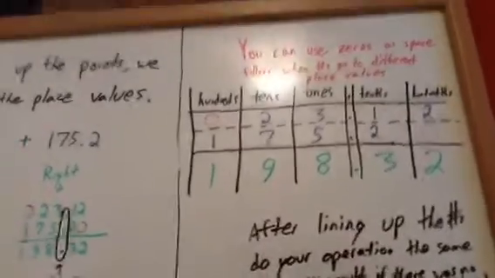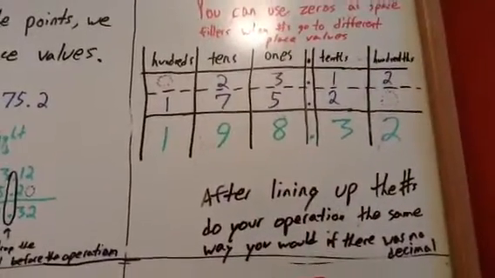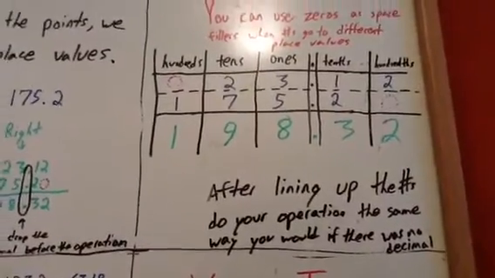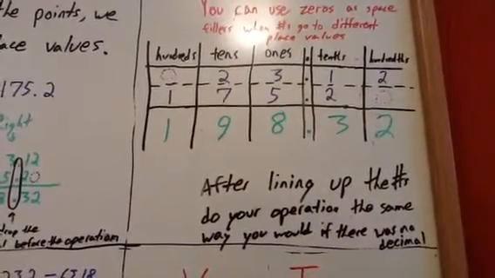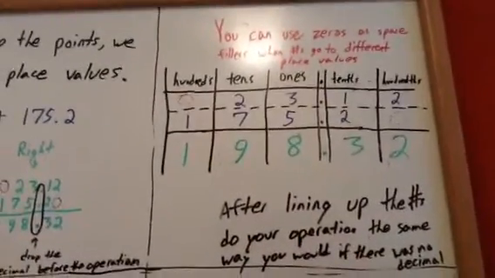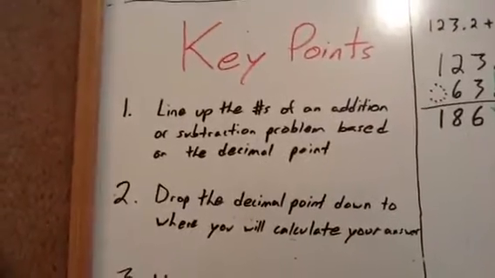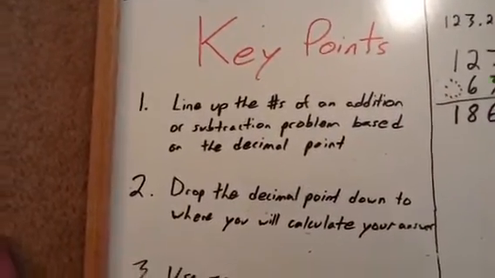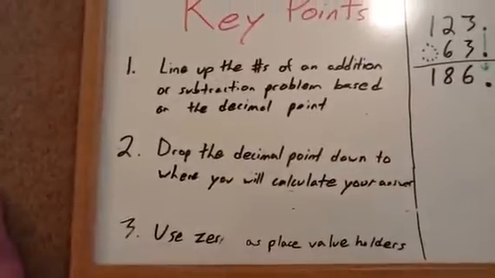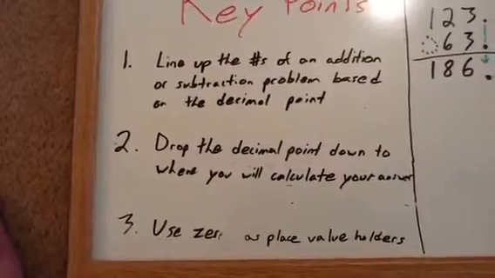Same thing on the bottom there. On the second number, I had nothing in the hundredth, so I wrote in my own 0. I did the addition, and after lining up the number, do your operation the same way you would as if there was no decimal. So the hardest part for adding and subtracting decimals is actually writing them and lining them up. So remember to stack. Here are the key points. Line up the numbers of an addition or subtraction problem based on the decimal point. Drop the decimal point down to where you will calculate your answer, and use zeros as place value holders.